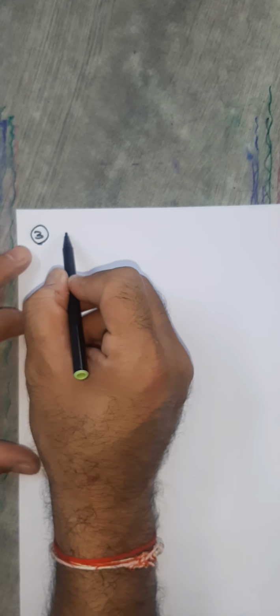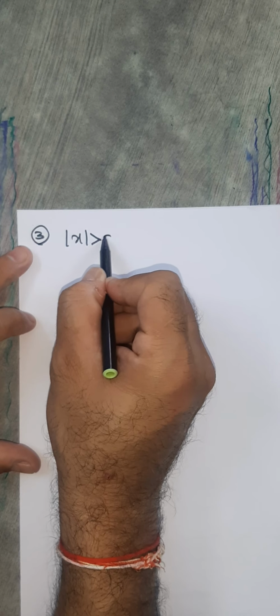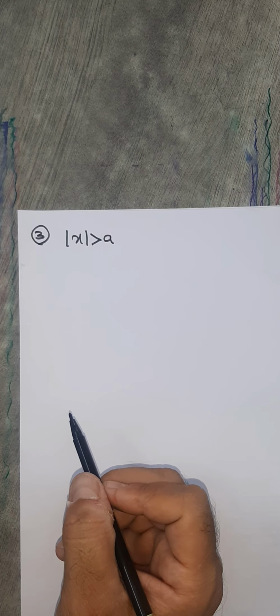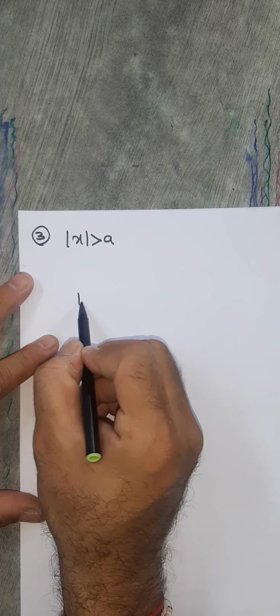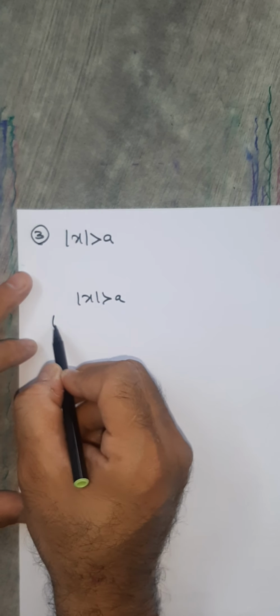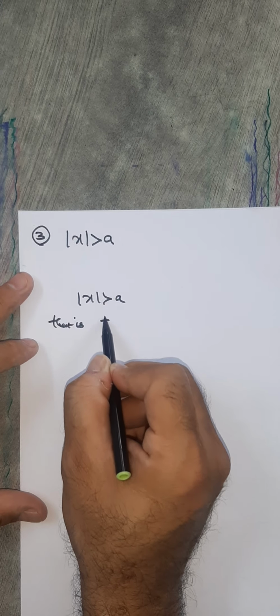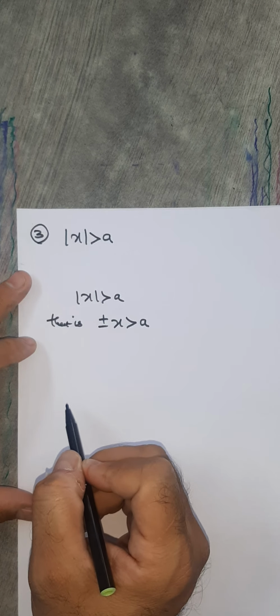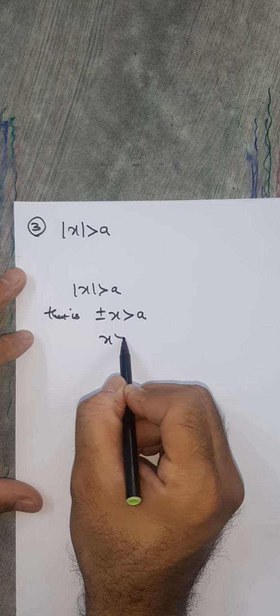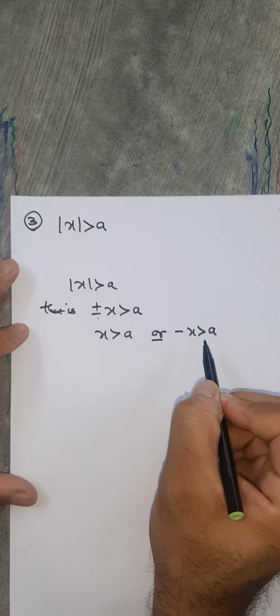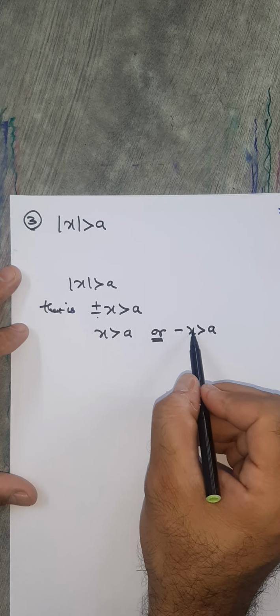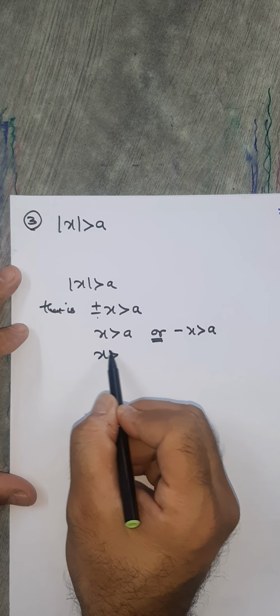Okay. Now, the next result, that is about the greater sign. The third one, that is modulus of x is greater than a. Now see, what's the meaning of this? Modulus of x is greater than a. That means plus or minus x is greater than a. Fine. That means x is greater than a or minus x is greater than a. Either x is greater than a or minus x is greater than a.